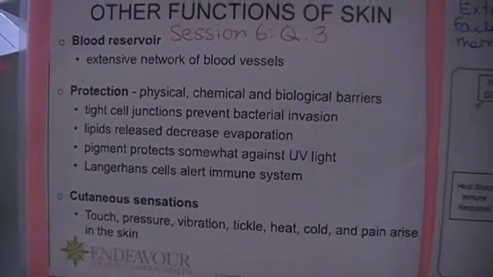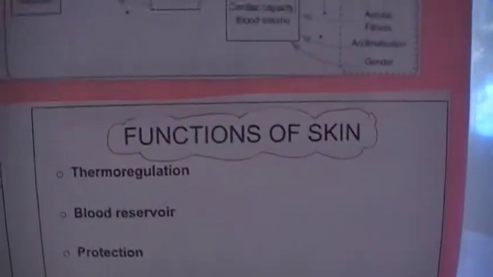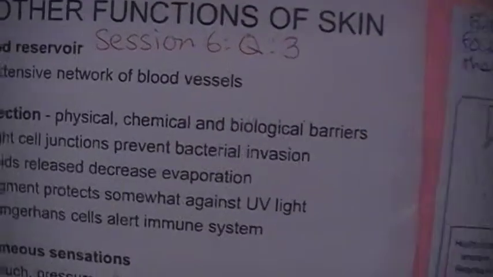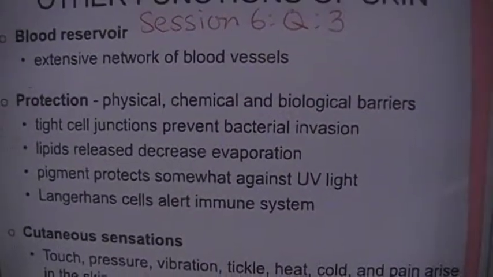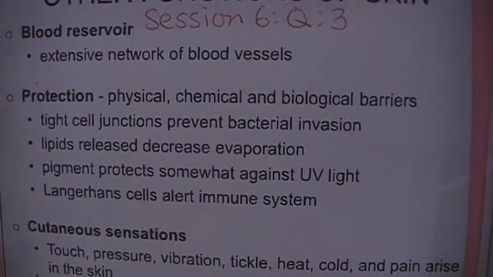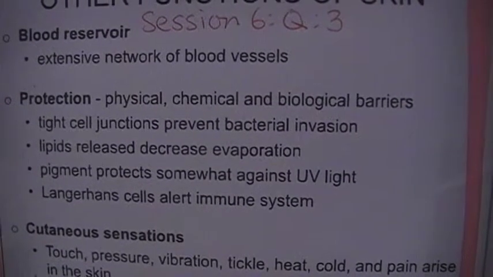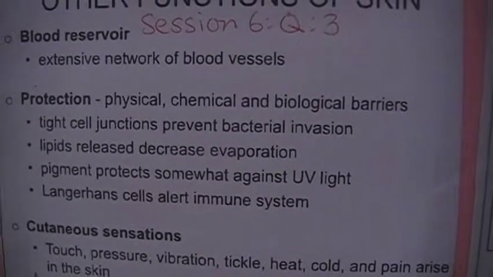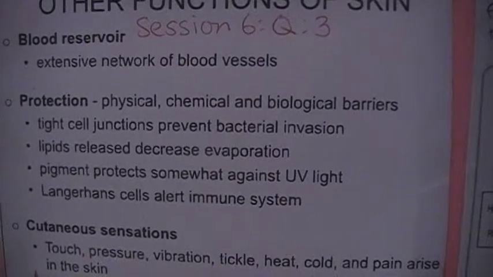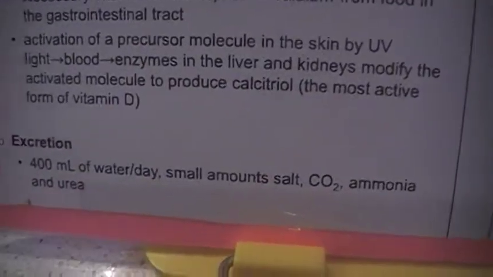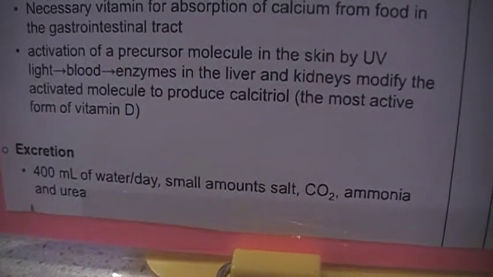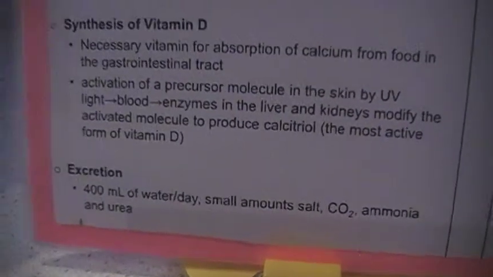So we start off with PETs. Protection: protection against UV light. Langerhans cells alert immune system. Excretion: 400 mils a day of water.